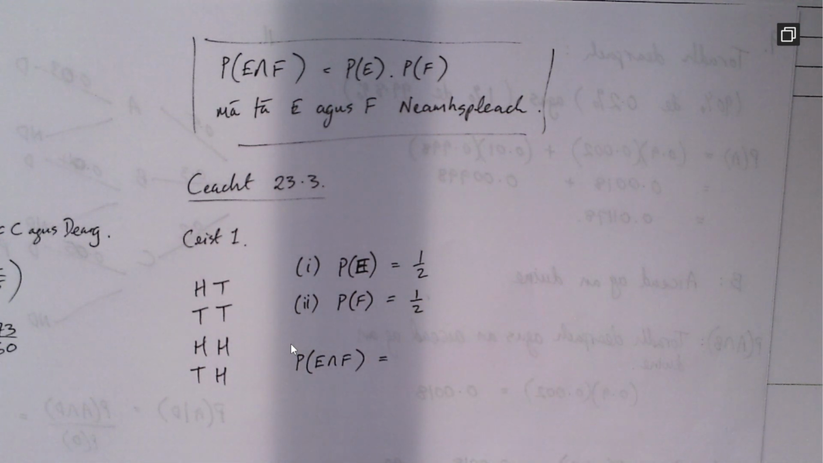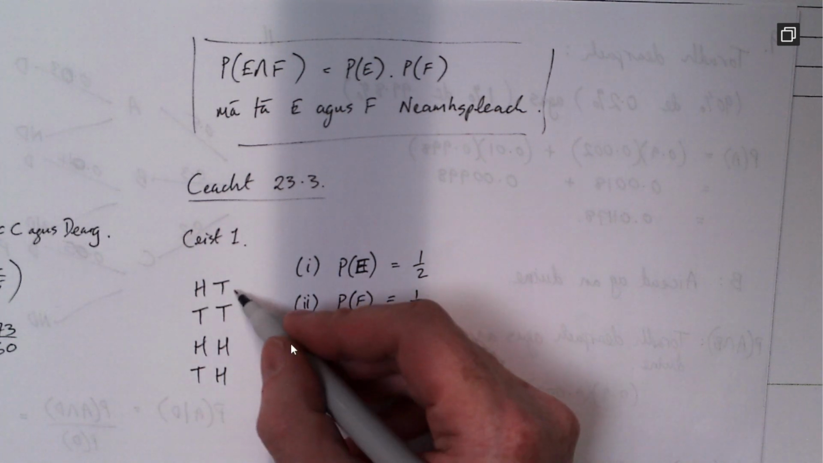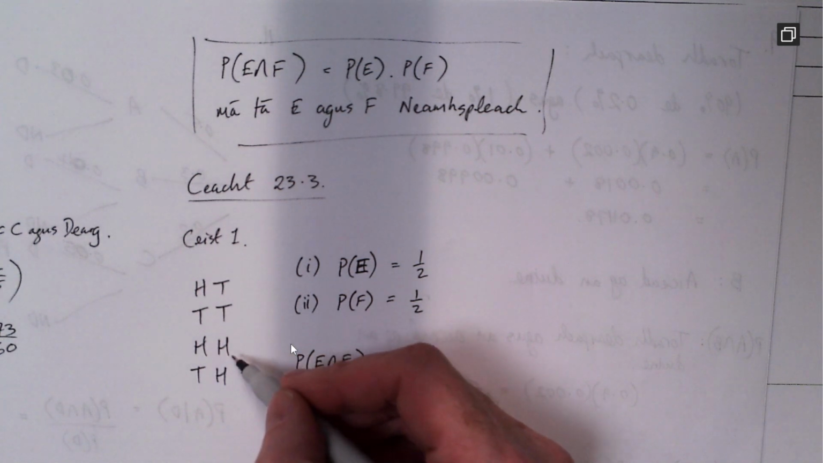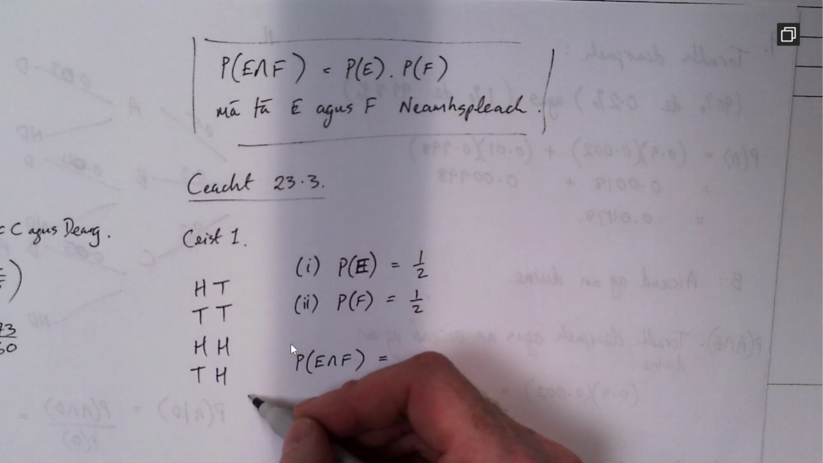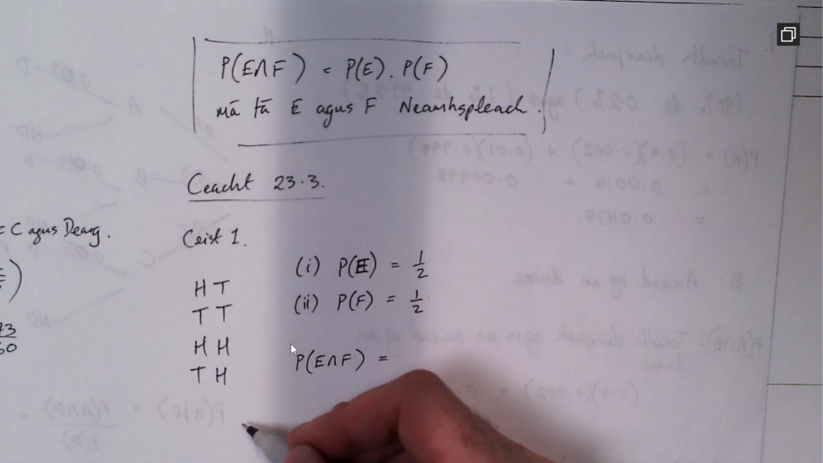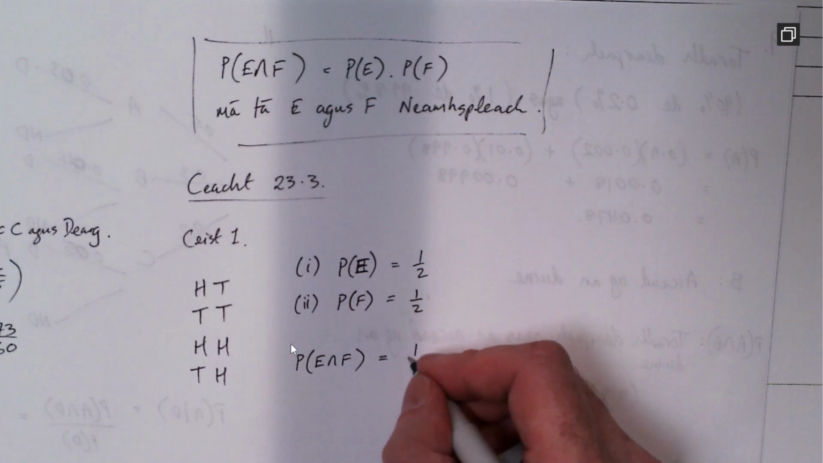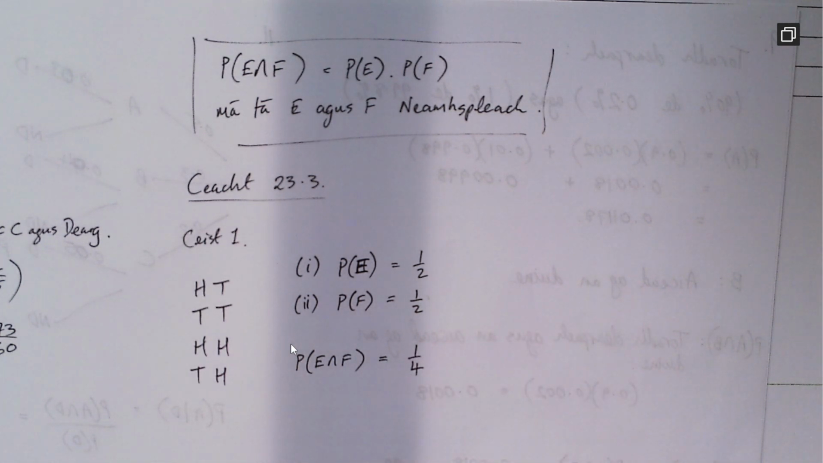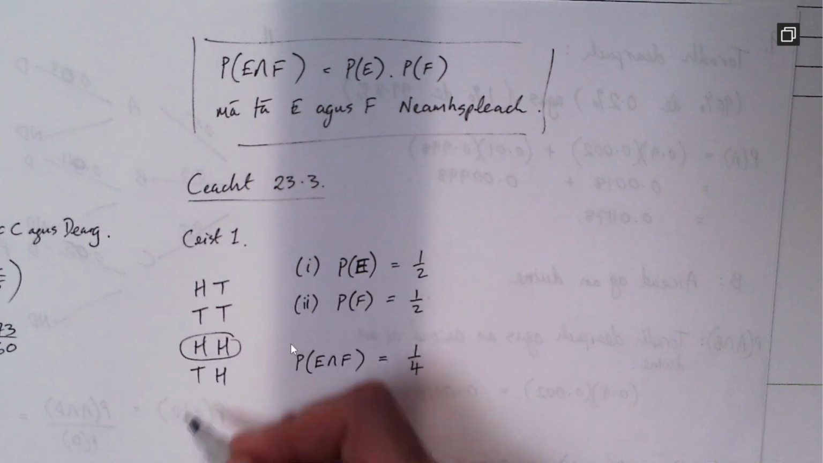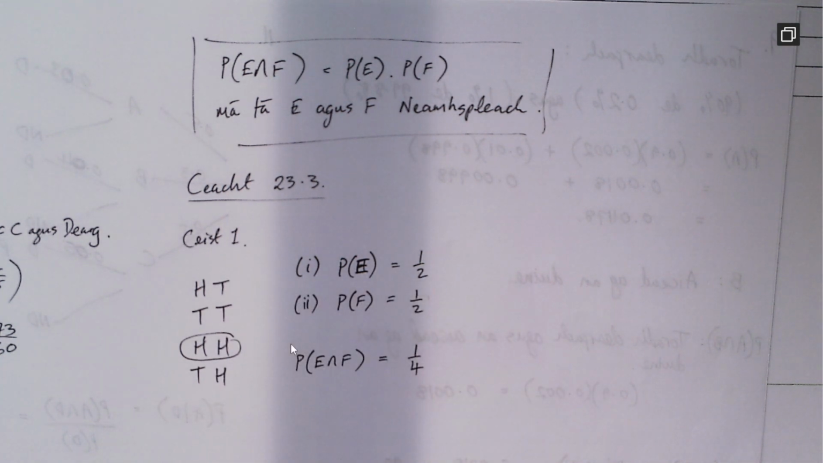So what's the probability of E intersection F? You have to get a head on the first and a head on the second. How many outcomes? Head on the first, head on the second, one in four outcomes. So the probability of E intersection F is 1 in 4, because there is only one way that you can get both heads.